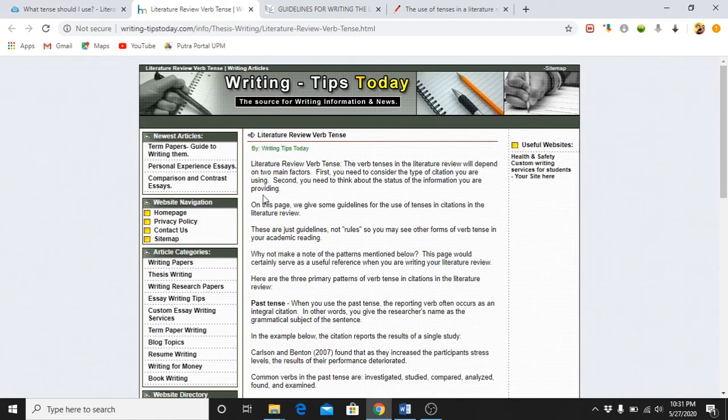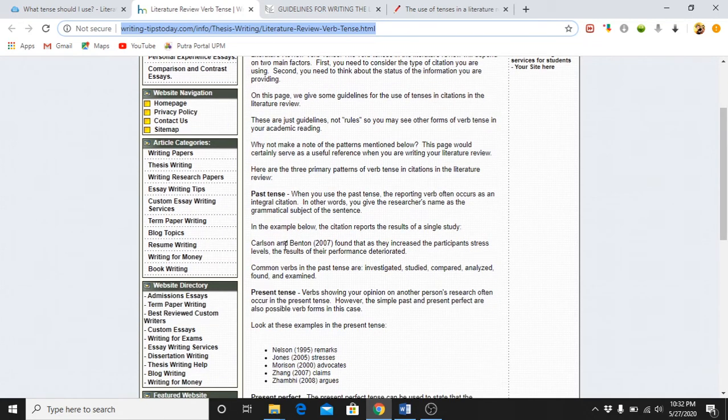So the second website, you can go to this website. The second website also tells the story about the same thing. They are saying that the verb tense in the literature review will depend on two main factors. First, you need to consider the type of citation you are using. Second, you need to think about the status of the information you are providing. So if the status of the information we are providing is still valid until today, you must use present tense. So you can see one by one.